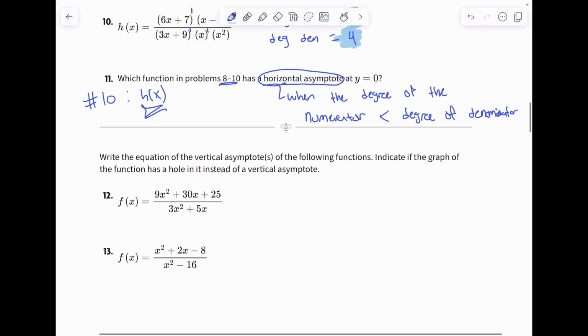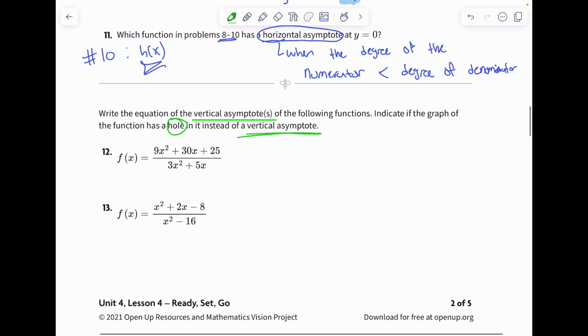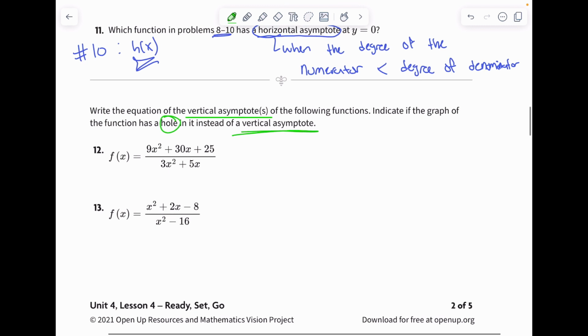Cool. Write the equation of the vertical asymptotes of the following functions, and indicate on the graph if the function has a hole in it instead of a vertical asymptote. Okay, so let's talk about this. So 12 has really ugly numbers. We're not gonna freak out. My first instinct is to always try to see if I can factor this out. And I can, right? So 3x is here and then 3x.